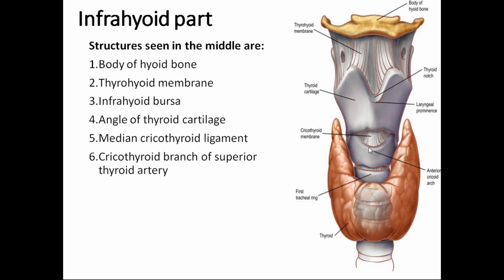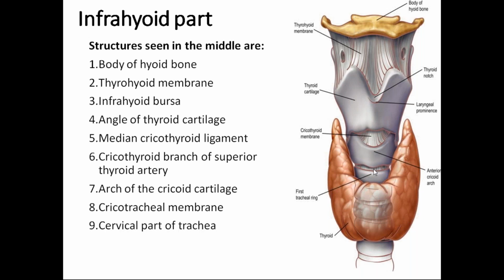And the sixth one will be the cricothyroid branch of the superior thyroid artery, which I have not shown in this picture. Okay, and the seventh one will be the arch of the cricoid cartilage, and the 8th one will be the cricotracheal membrane, and the 9th one will be the cervical part of the trachea.